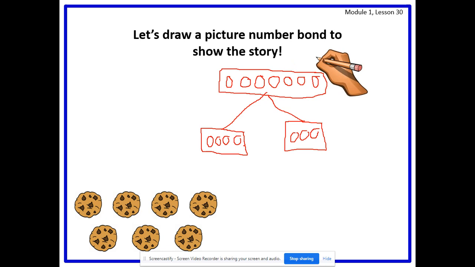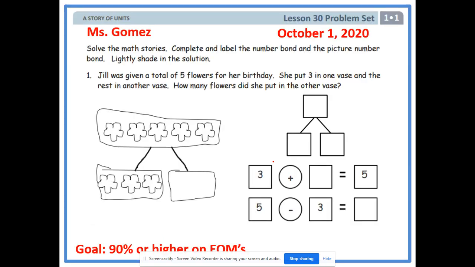See how it looks the same way as a number bond, except it has pictures in a straight line instead of the numbers. This we're going to need to learn how to draw for our problem set. Now it's time to take out your problem set and open up to lesson 30 problem set. Go ahead and press pause and press play when you're ready to continue.